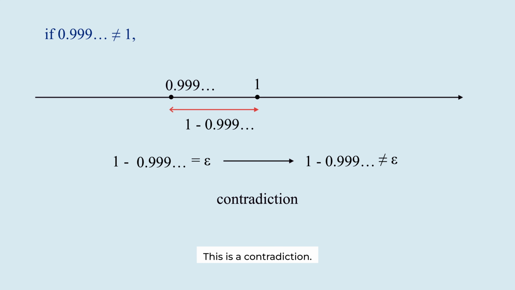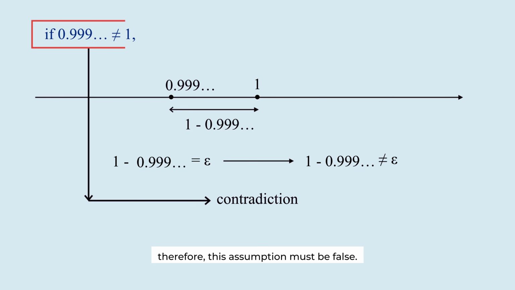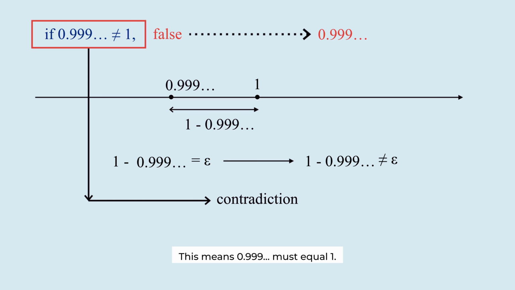This is a contradiction. It's impossible for 1 minus 0.9 repeating to be both epsilon and not epsilon at the same time. Where does this contradiction come from? It originates from the assumption that 0.9 repeating is not 1. Therefore, this assumption must be false. This means 0.9 repeating must equal 1.